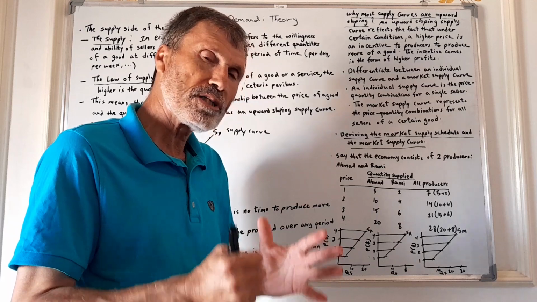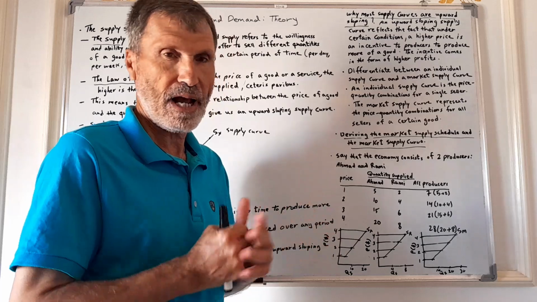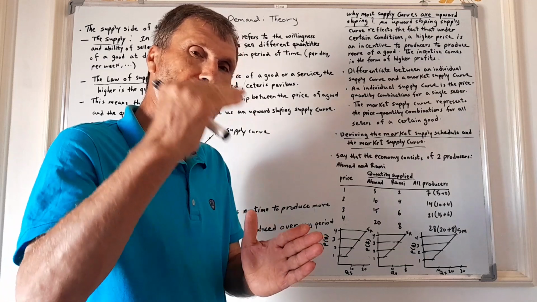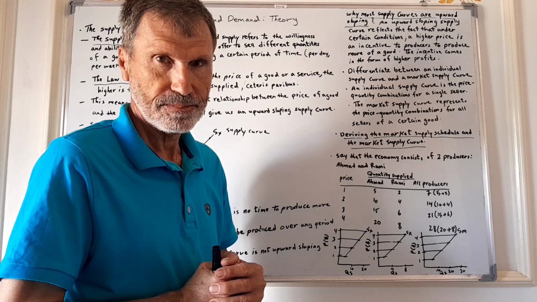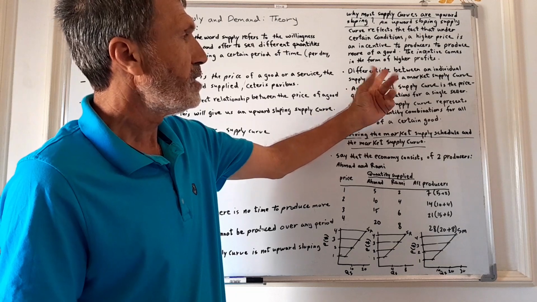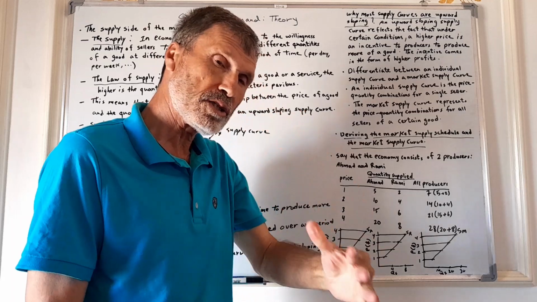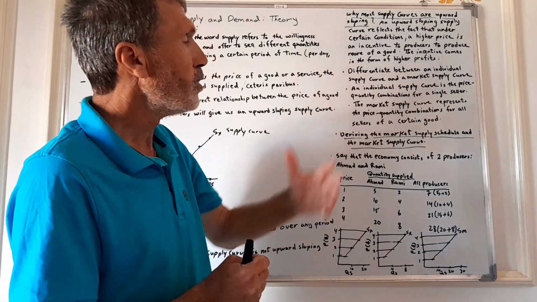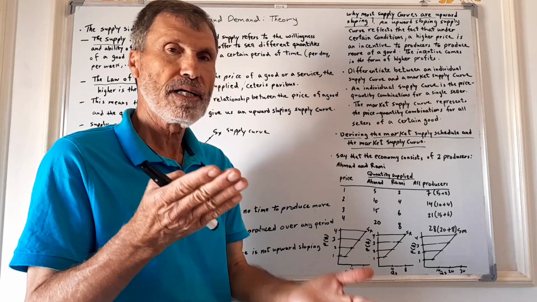Therefore, an upward sloping supply curve simply reflects the fact that all costs will increase as more units of a good are produced. Now we move to differentiate between individual supply curve and market supply curve. We have already talked about individual demand curve and market demand curve. So here we're talking about what is the difference between an individual supply curve and a market supply curve.